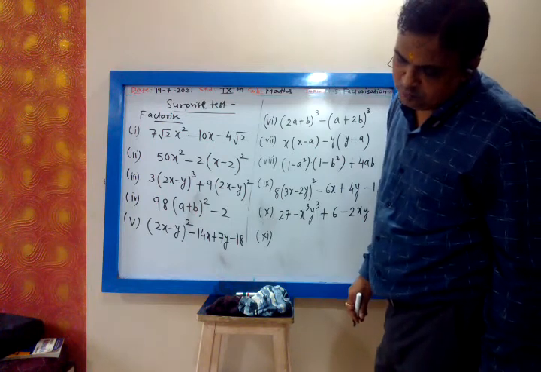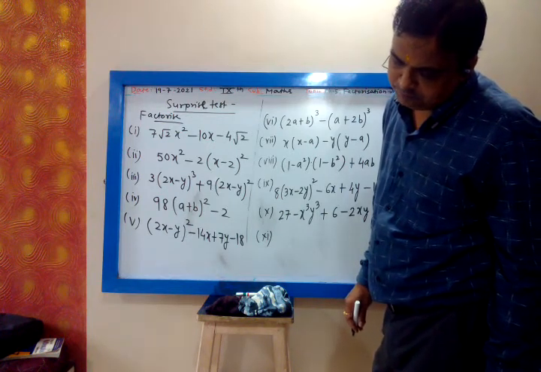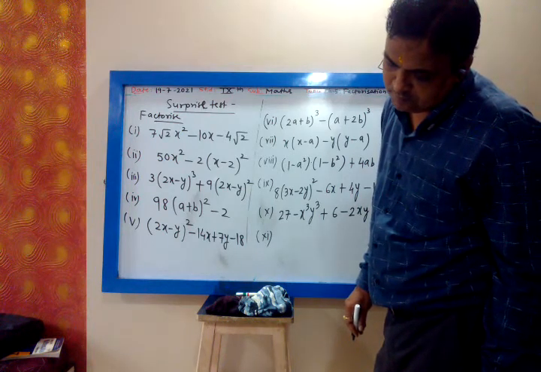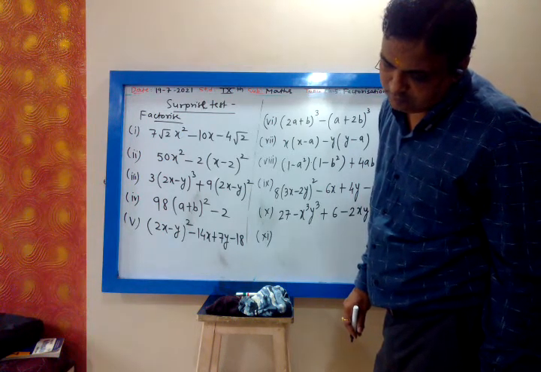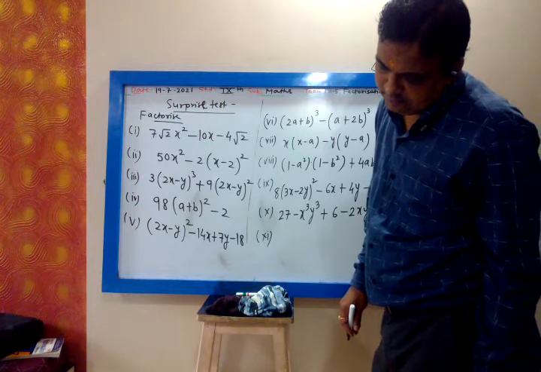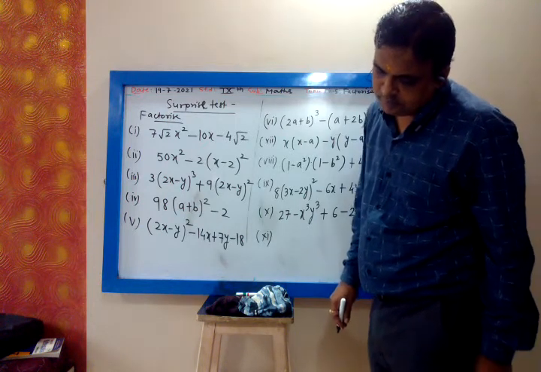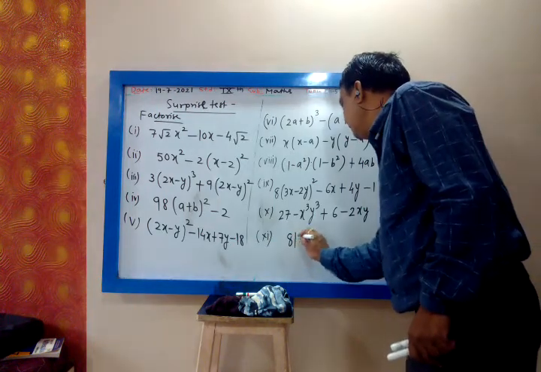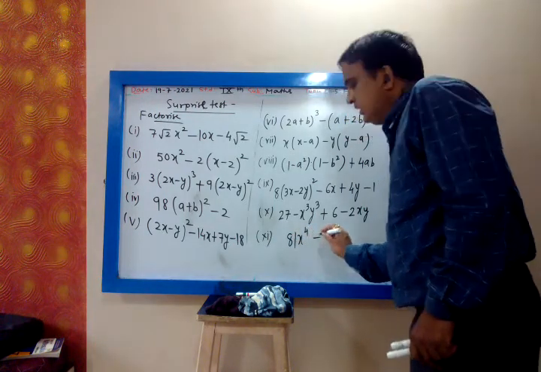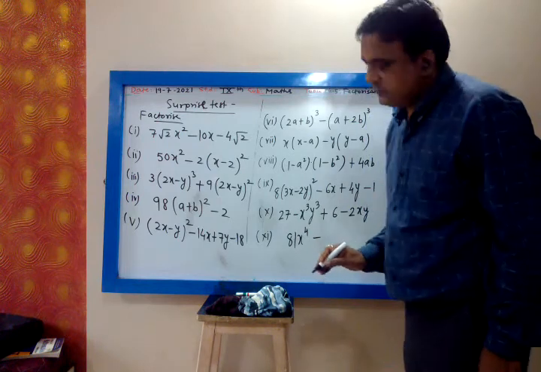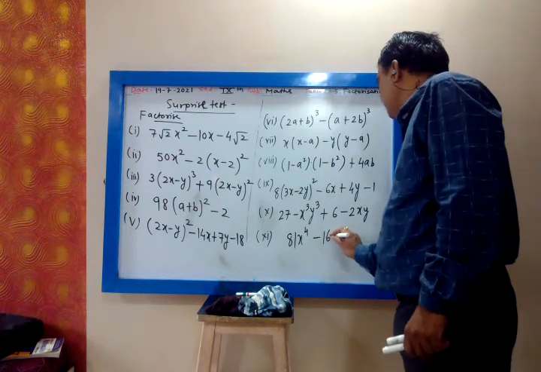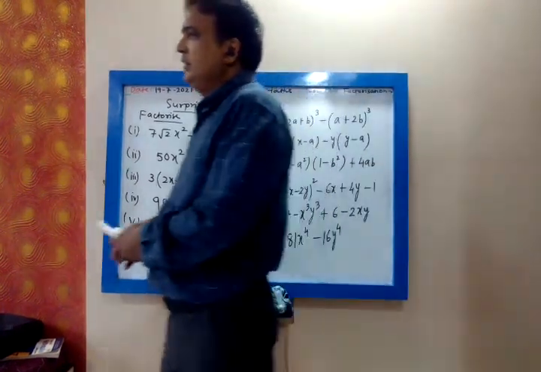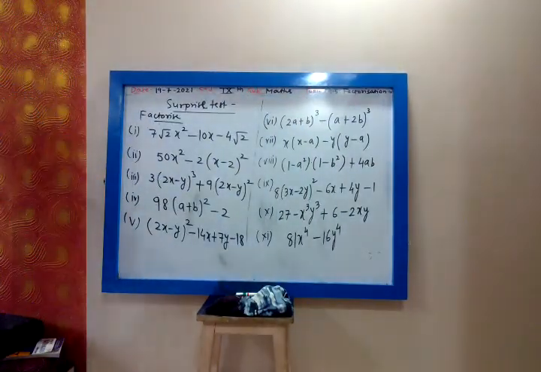Then 81x raised to 4 minus 16y raised to 4. Start this 11 problem. And by the end you tell me how many problems you have solved.